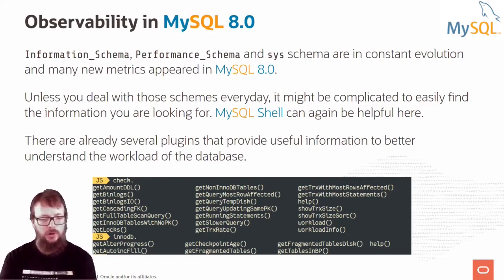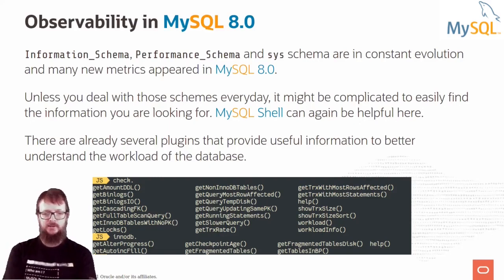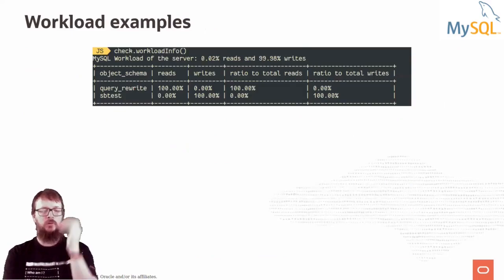So if you don't know where to find that in sys, performance schema, or information schema, use one of these methods or create your own methods to do whatever you want. It's much easier for you to use. So let's have a look at an example of this. For example, check workload info.